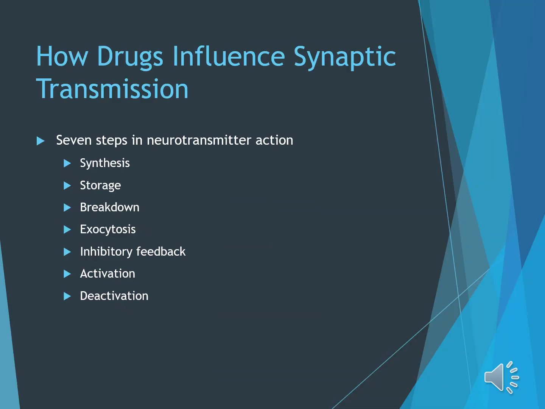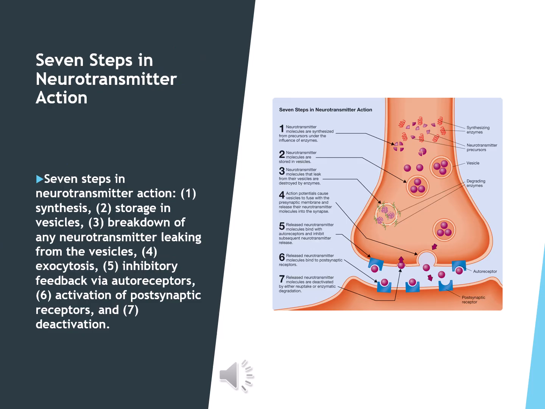Drugs that facilitate a transmitter's effects are called agonists, and drugs that reduce a transmitter's effects are called antagonists. Drugs act upon one or more of the 7 steps in neurotransmitter action, and the exact mechanism varies from one drug to the next. The image here shows the formation of the neurotransmitter. These are the 7 steps in neurotransmission.